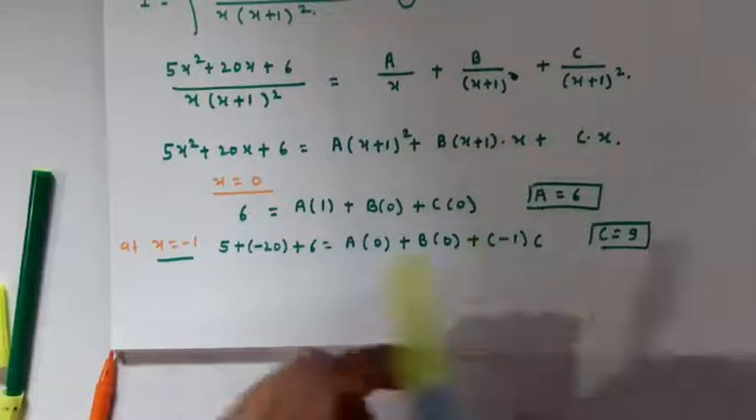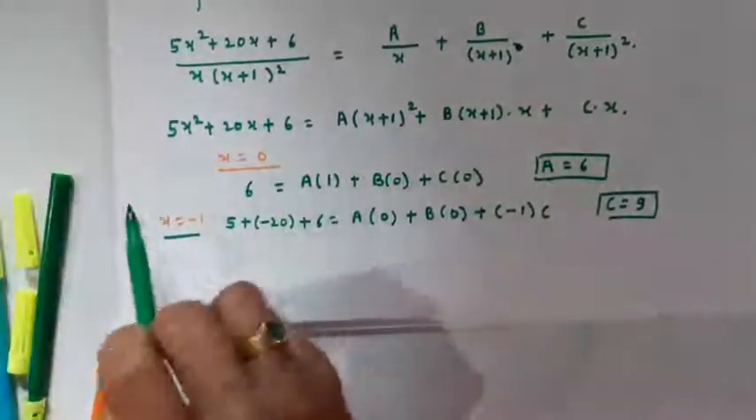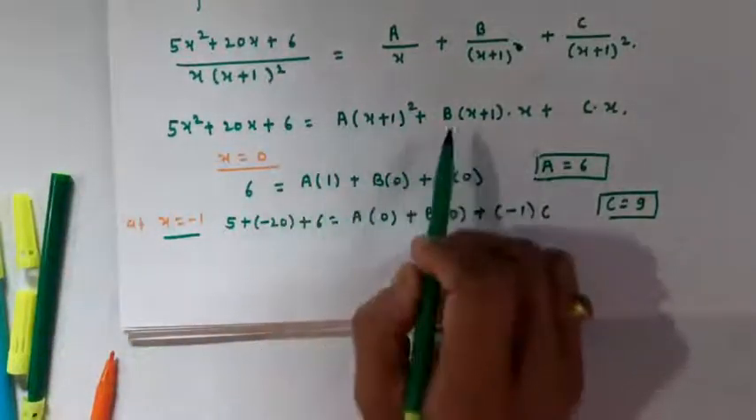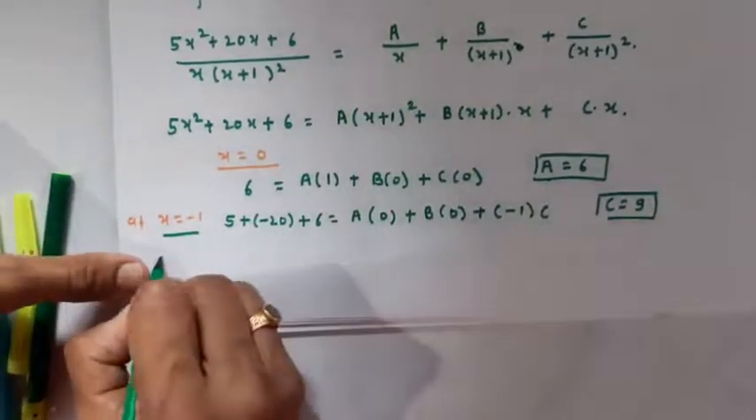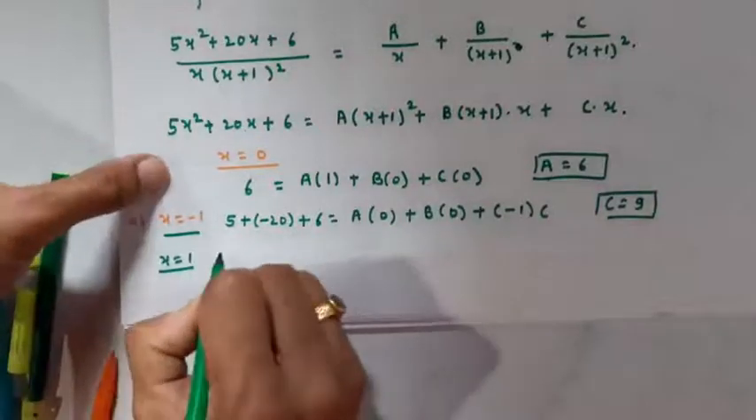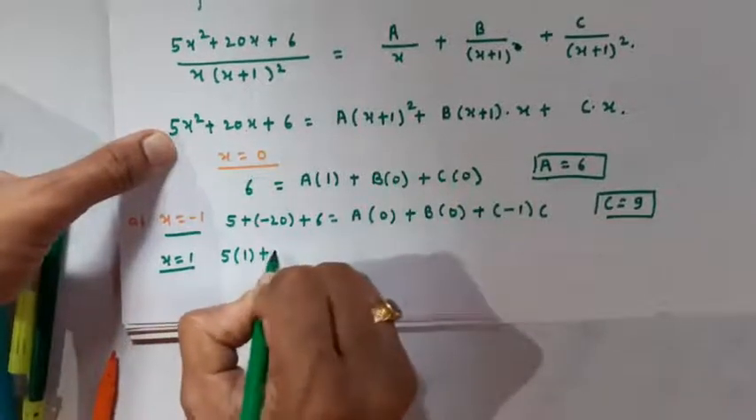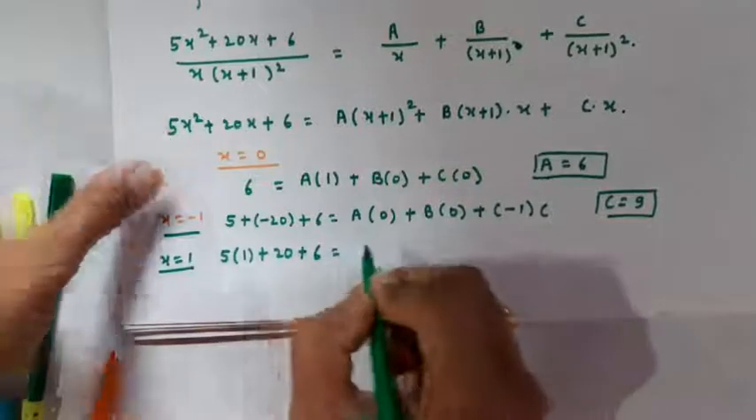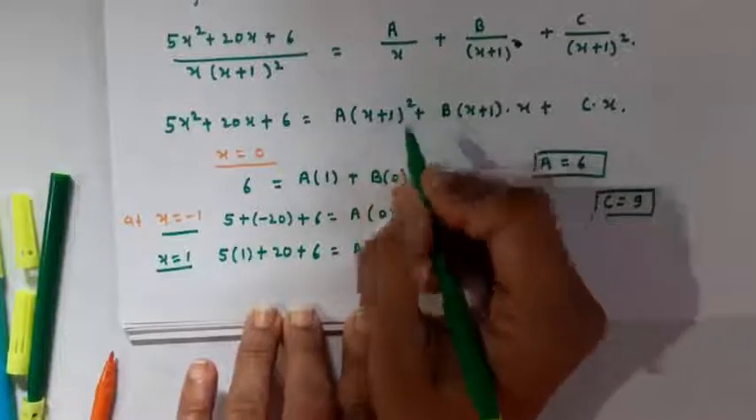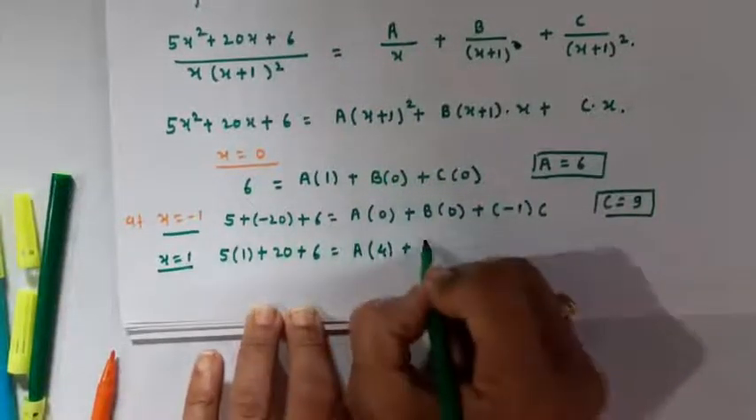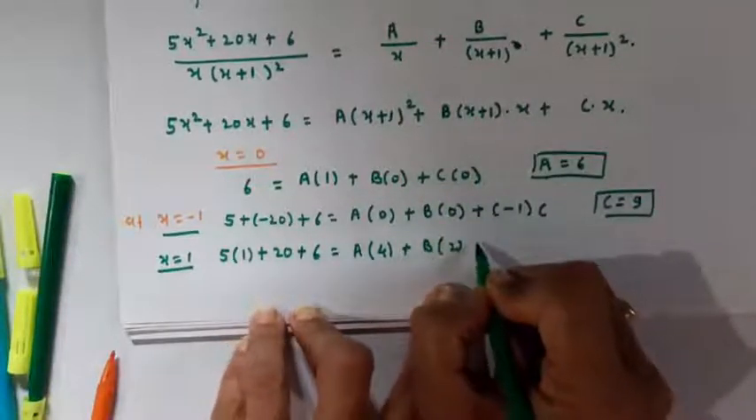Now we have to find out the value of b. So take any value, suppose we take x equal to 1. At x equal to 1, 5 into 1 whole square is 5, plus 20 into 1 is 20, plus 6, equals a into 1 plus 1, that is 2 square is 4a, plus b into 1 plus 1, that is 2, and plus c.